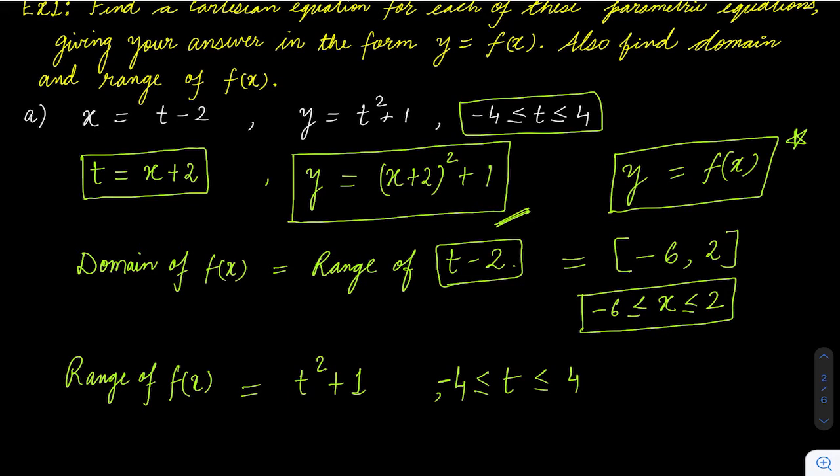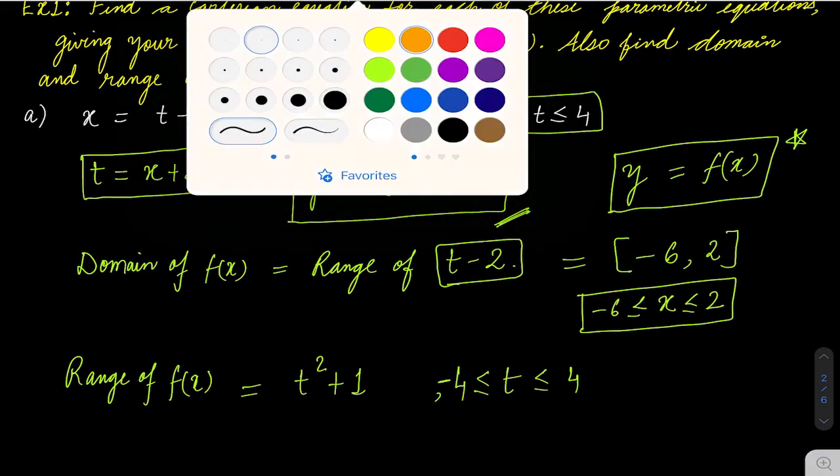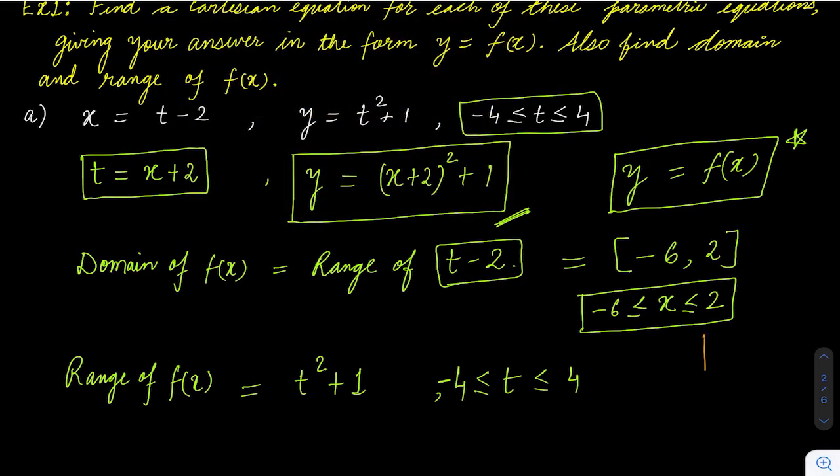Okay, let me do it in both the ways. And then you can decide whichever method you like, you can follow that. So first, I will use the graph. Now what is the graph of t square plus 1? So t square plus 1 graph is like this. This is my graph. And let's say this is -4, this is my +4. So this is my graph between -4 and 4.